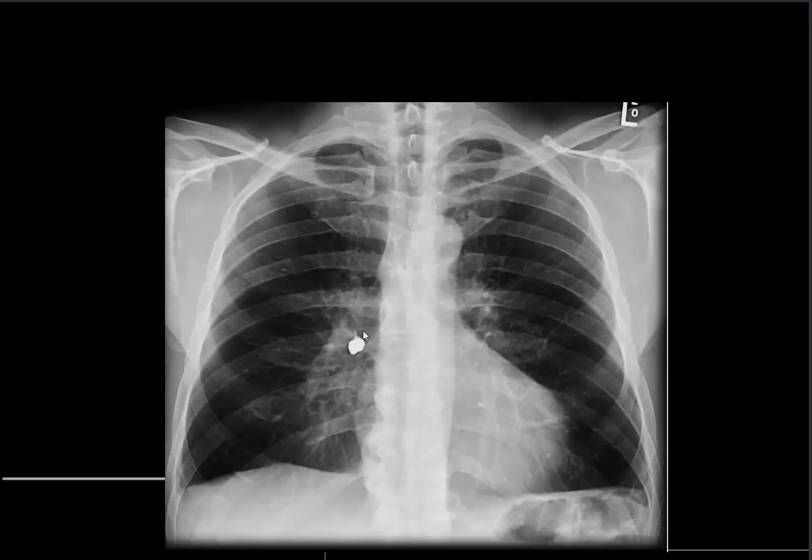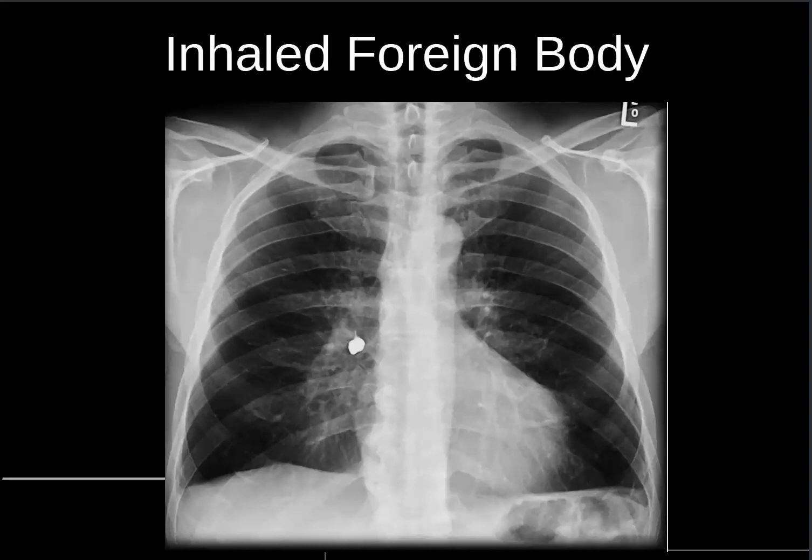This is actually a crown of a tooth, which somehow has got loose and the patient has inhaled it, and it's basically sitting here lodged in his right main bronchus, and unless it's treated and removed, this patient's going to get a very, very severe infection into that right lower lobe. Inhaled foreign bodies: look for densities that are not densities that are normal for the thorax.